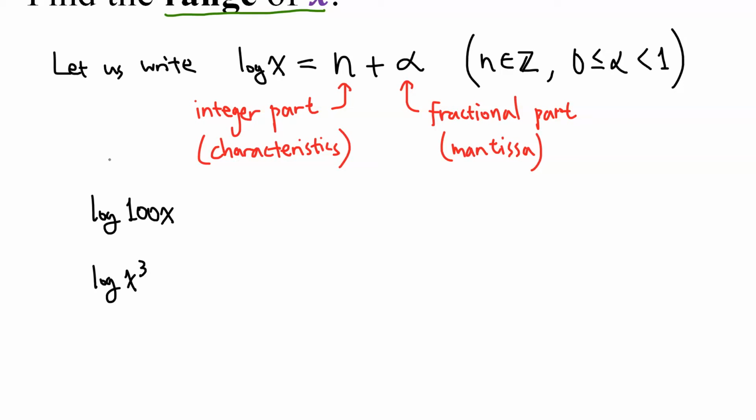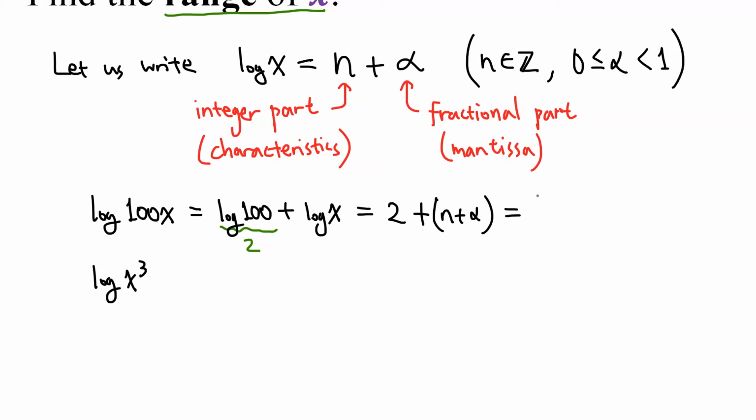Alright, using this, let us express log 100x and log x cubed using n and alpha. So first, log 100x equals log 100 plus log x, and log 100 is simply 2, so we have 2 plus n plus alpha, and we can write this as n plus 2 plus alpha, and you can see that this n plus 2 is the integer part, and this alpha is the fractional part.